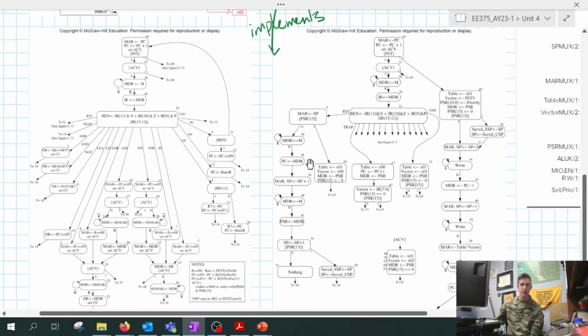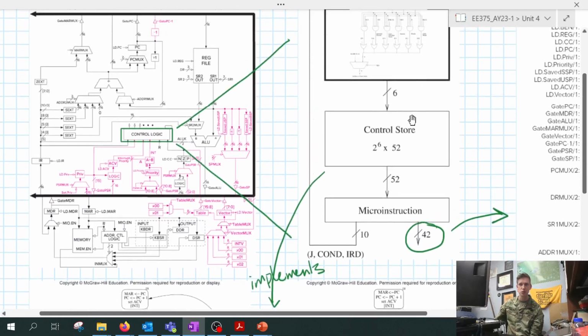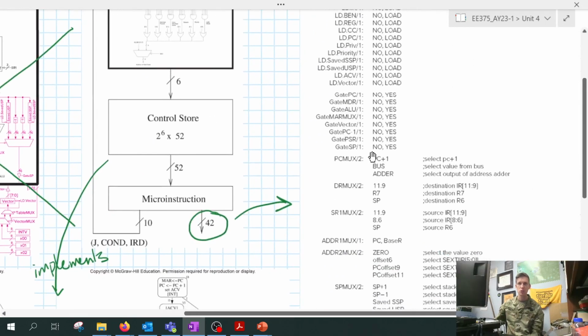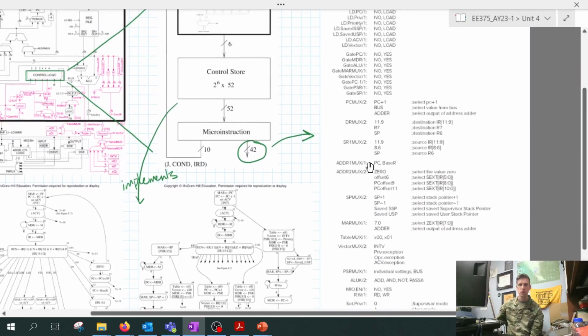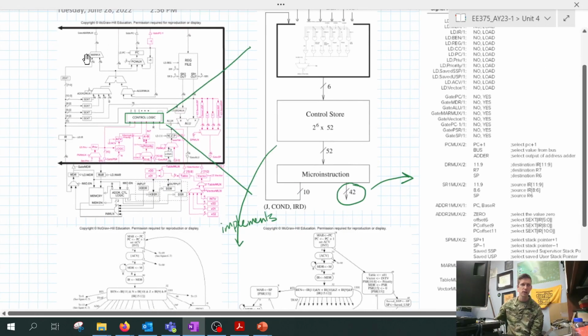And so these state diagrams are encoded here in the control store, and the outputs of that control store, these 52 signals, include not just about 10 bits to decide what the current state is and what we're branching on next, but also these 42 control signals.